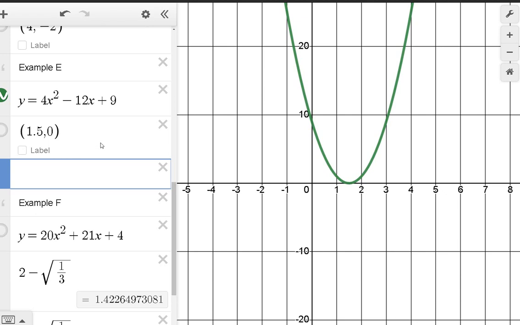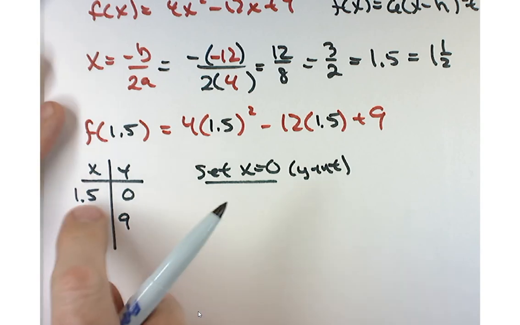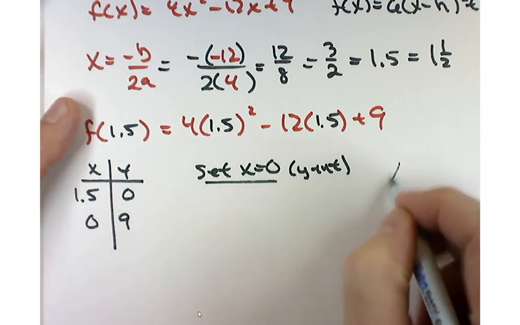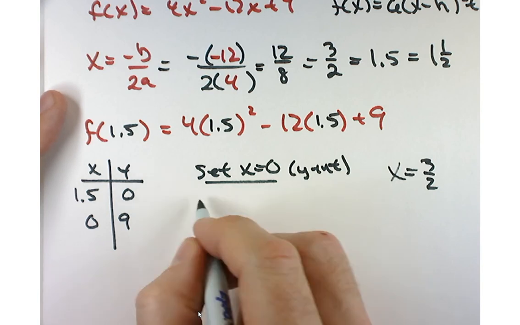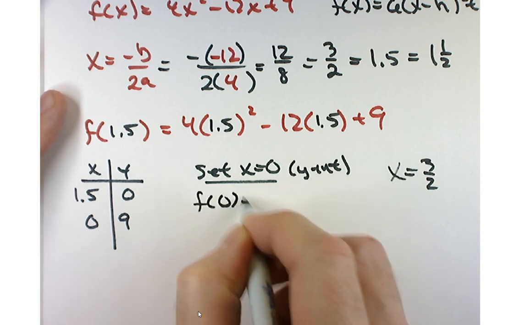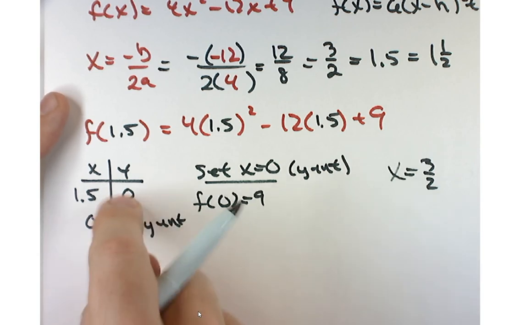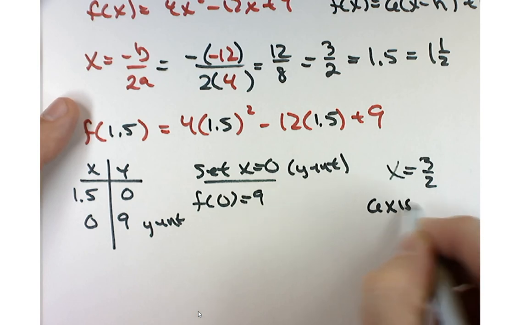Let's first of all figure out what the axis of symmetry is. Can anyone tell me what the equation for the axis of symmetry is? X equals 3 over 2. Yep. It's just x equals that value right there, x equals 3 over 2. So let's see, set x equals 0, f of 0 equals 9. That's your y-intercept. That's your vertex and x-intercepts. But this is your axis of symmetry.